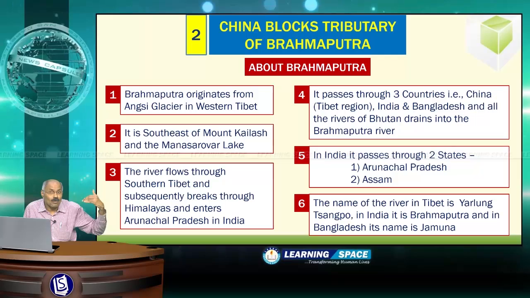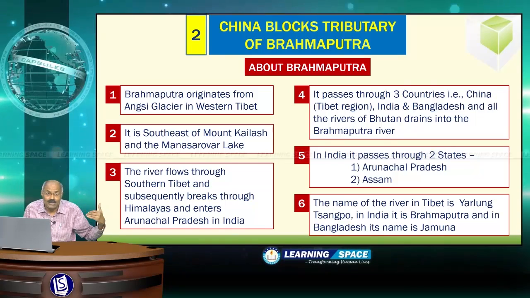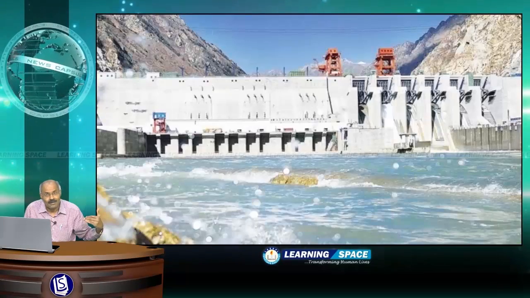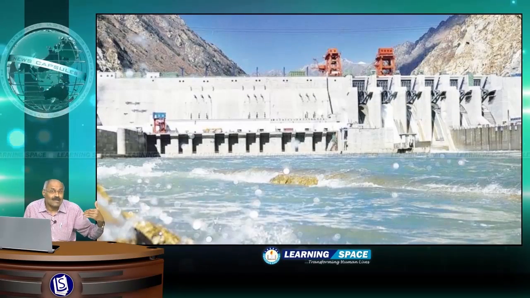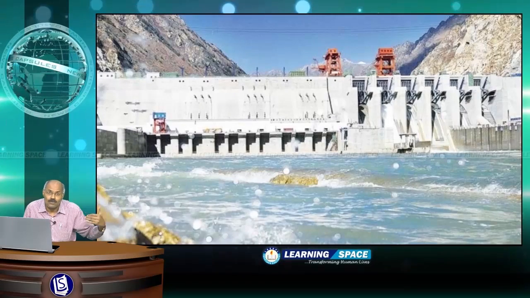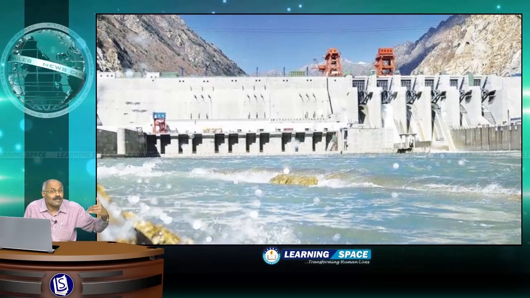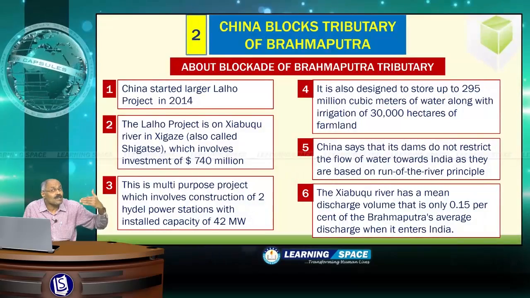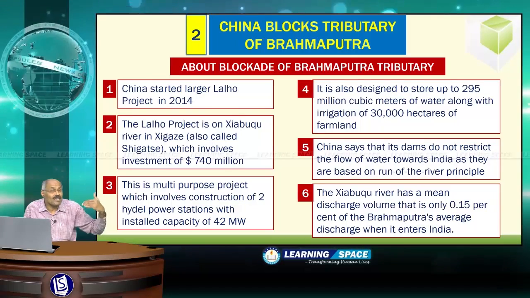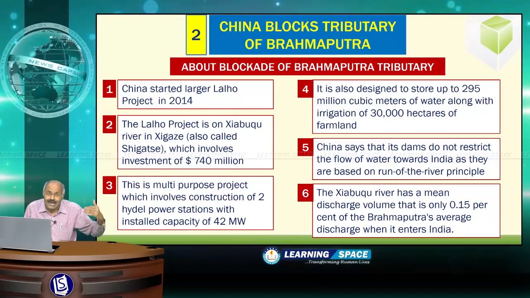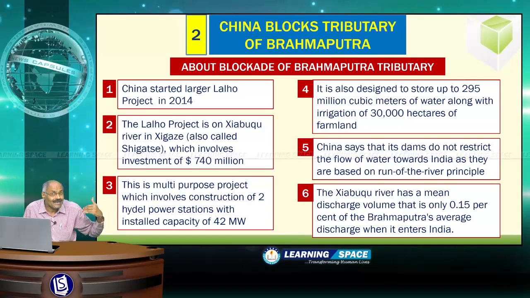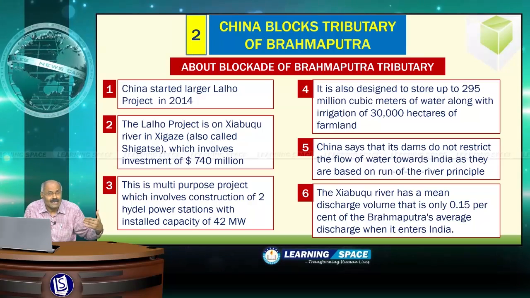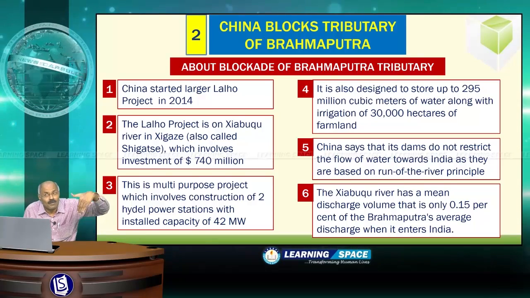And about the blockade of Brahmaputra tributary, China started Lalho project in 2014. This Lalho project is on the river Xiabuku. This Xiabuku is the tributary of Brahmaputra and it involves investment of $740 million. That means China's project, that is a Lalho project, involves investment of $740 million. It is development of hydroelectric plants, and this river is tributary of Brahmaputra.